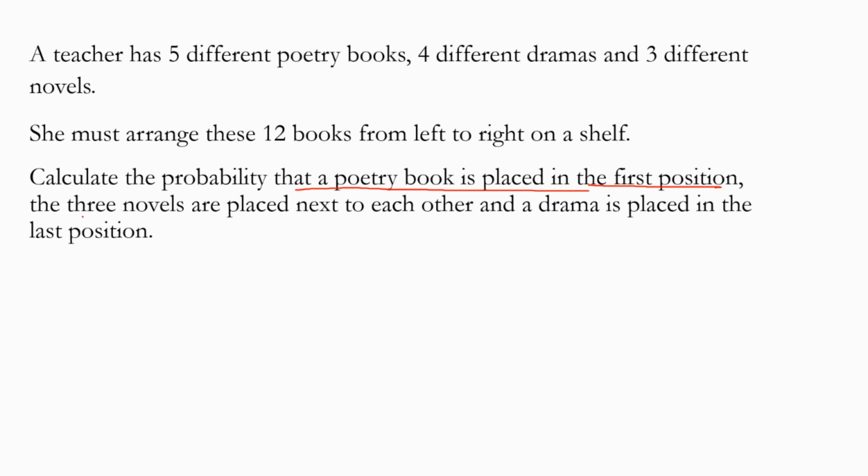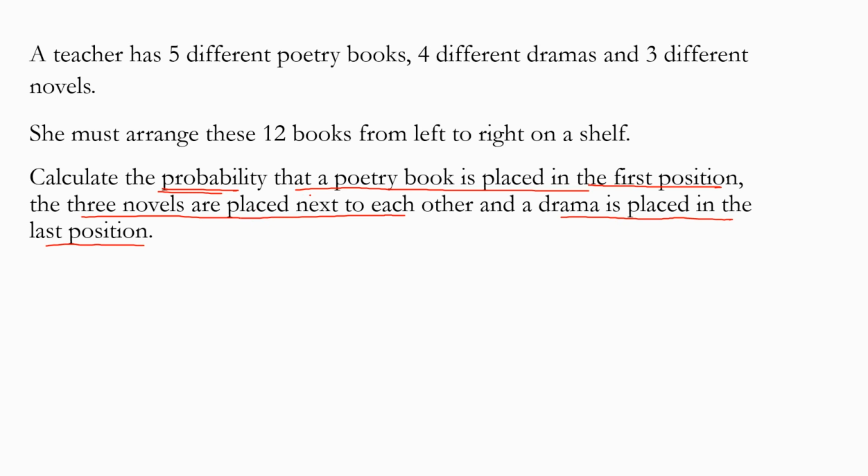3 novels are placed next to each other, and the drama is placed in the last position. So this one again is fixed. So we want probability. Remember, we have the total number of possible ways, which is 12 factorial, isn't it? That is our denominator now.